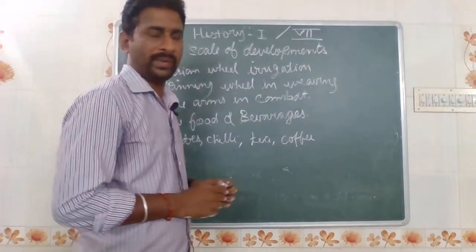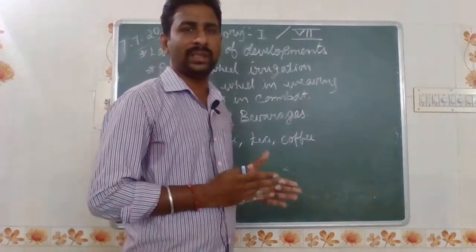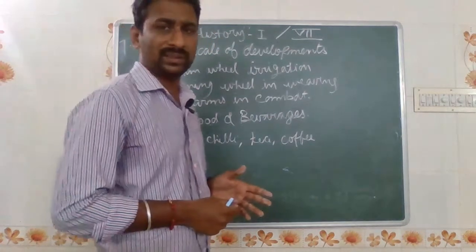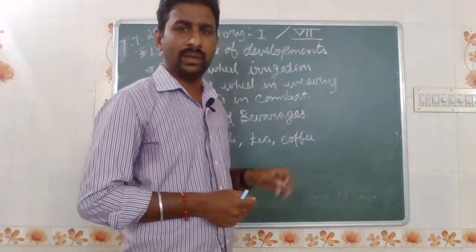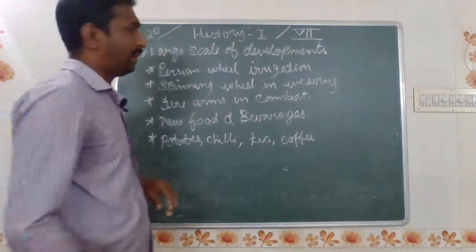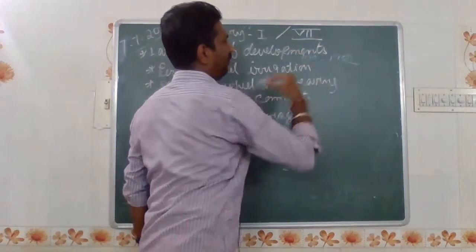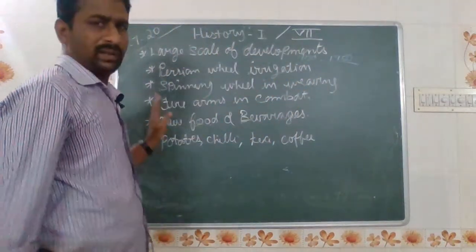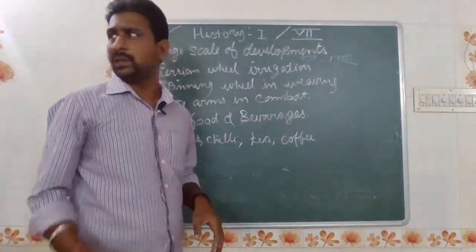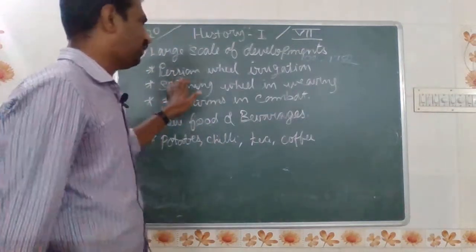In the period between 700 to 1750, within those 1000 years, so many new inventions came into existence, and those inventions are very important even to these days. Large-scale development happened in the period of 700 to 1750. The very important irrigations are listed here. Persian wheel irrigation means the wheel which was invented by the Persians and used for irrigation.